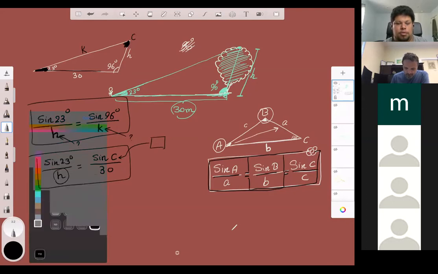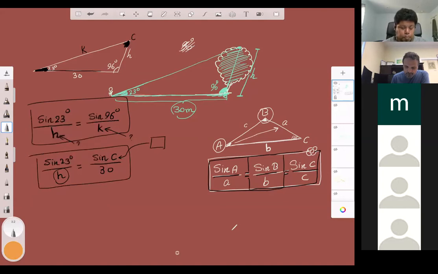Let's see. So this C, looks like we have this one 23 and this is 96. So we should be able to solve for C. Correct? If you add them up it is 180. So C is easy to find. That means C plus 23 degrees plus 96 degrees equals 180 degrees.